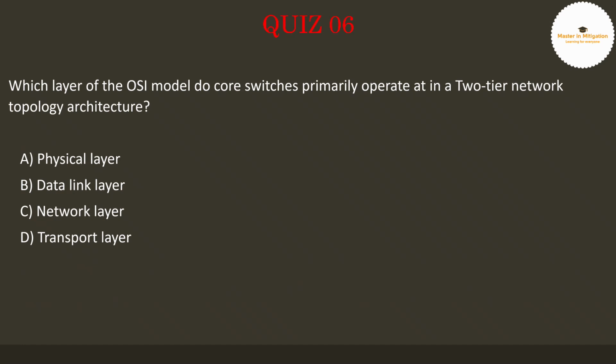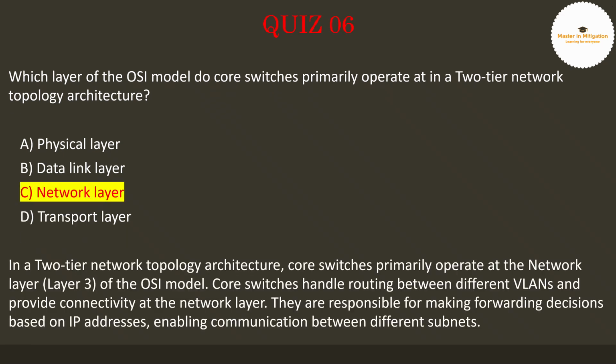Okay, let's go to question 6. Which layer of the OSI model do core switches primarily operate at in a two-tier network topology architecture? Pause the video now to select the best answer. Okay, the answer is C. Network layer. In a two-tier network topology architecture, core switches primarily operate at the network layer, layer 3, of the OSI model. Core switches handle routing between different VLANs and provide connectivity at the network layer. They are responsible for making forwarding decisions based on IP addresses, enabling communication between different subnets. Let's move on to the next question.